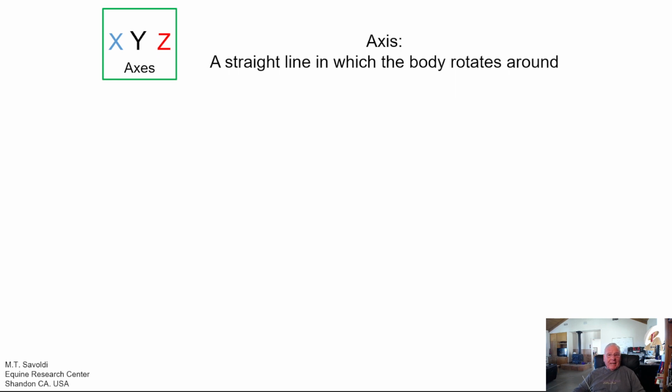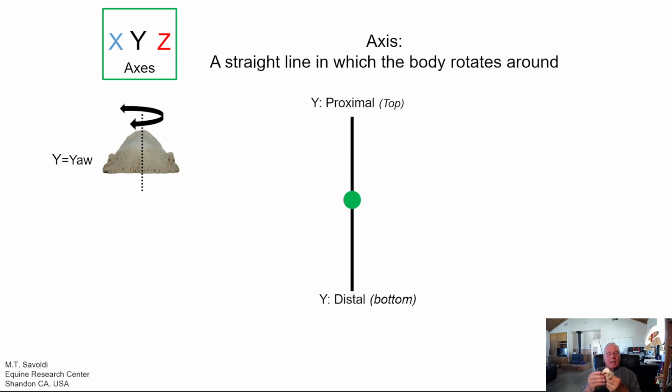So what is an axis? It's a straight line in which the body rotates around. So I have a rod here that I can call our straight line, and I have a P3 bone, which I will use to represent the body. So I can put this bone on a vertical axis, and we will call this the y-axis. And so the only way this body rotates around this axis is this way. And we will refer to this as yaw.